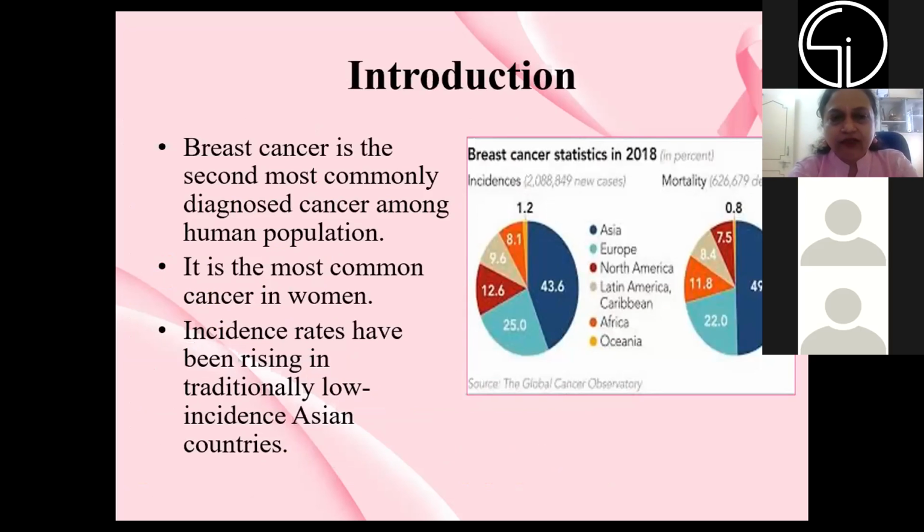Before we go into the detail of our work, a brief introduction. We all know that breast cancer is the second most commonly diagnosed cancer among women. It is the most common cancer in women. The incidence rates have been rising in traditionally low incidence Asian countries, and we can see the statistics of 2018, wherein the incidence and mortality is high in women of Asian origin. This makes us do a lot of work on the clinical and pathological side of these cases.